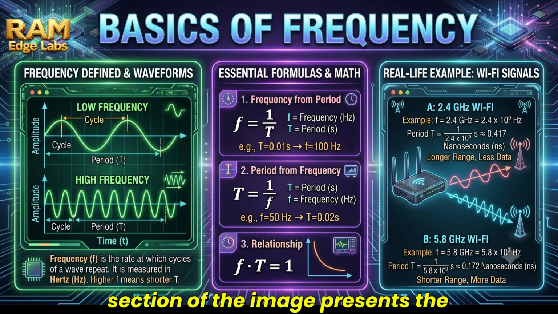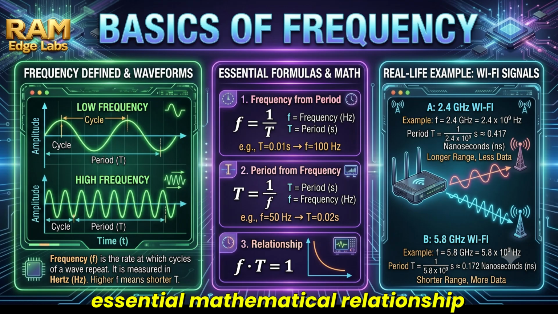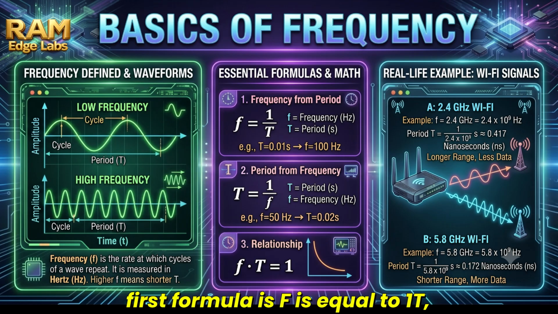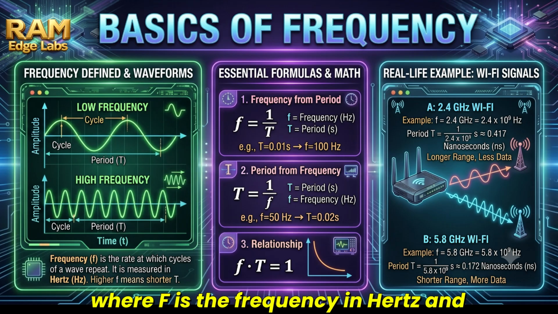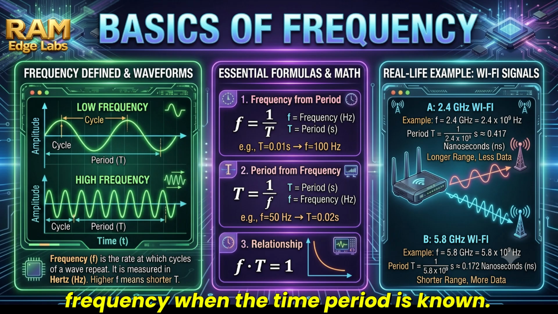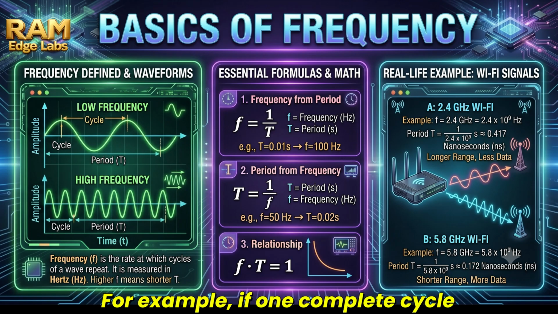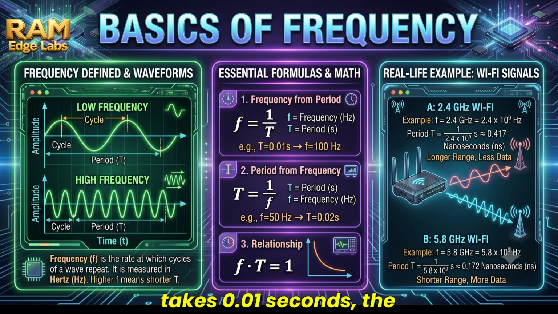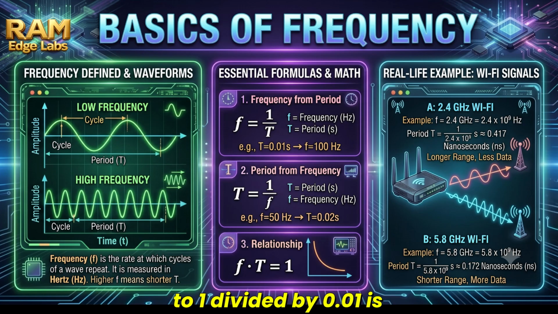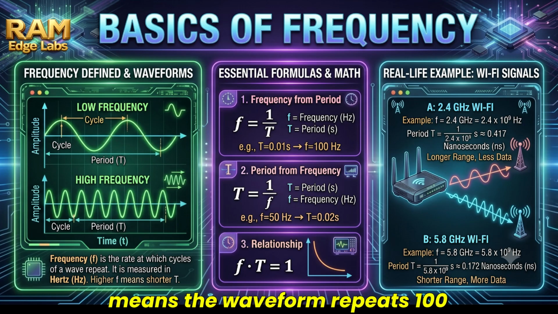The center section of the image presents the essential mathematical relationship between frequency and period. The first formula is F = 1/T, where F is the frequency in Hertz and T is the period in seconds. This formula is used to calculate the frequency when the time period is known. For example, if one complete cycle takes 0.01 seconds, the frequency is calculated as F = 1 divided by 0.01 = 100 Hz. This means the waveform repeats 100 times every second.